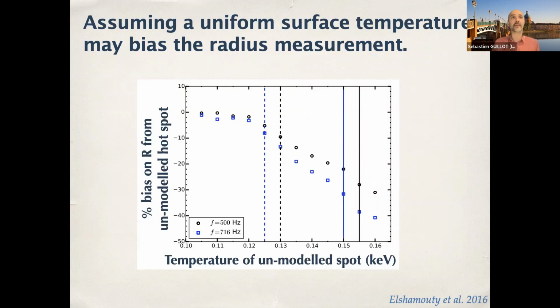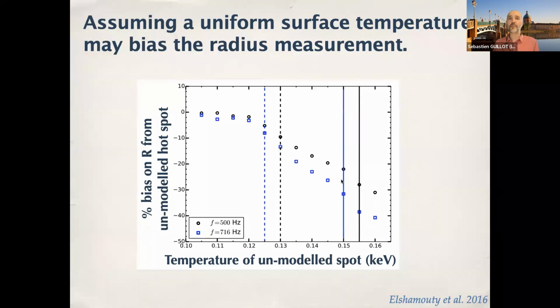So this is a figure of the percent bias you could expect on the radius if there is a hotspot on the neutron star that you are not modeling. If there's a temperature anisotropy that you're not modeling, how badly could you underestimate the radius as a function of the temperature of this hotspot? Obviously, if the temperature of the hotspot is low, closer to the rest of the surface, your bias will be small. But you can see that it rapidly goes down to 30, 40% if the hotspot is hot and you are not modeling it.